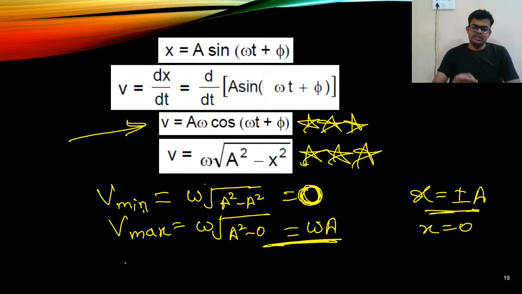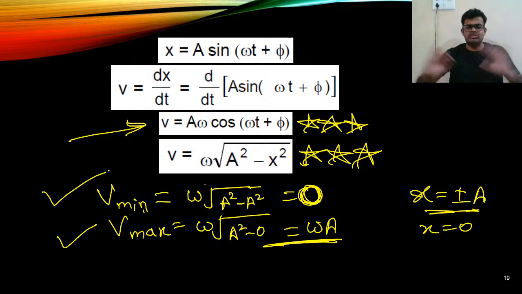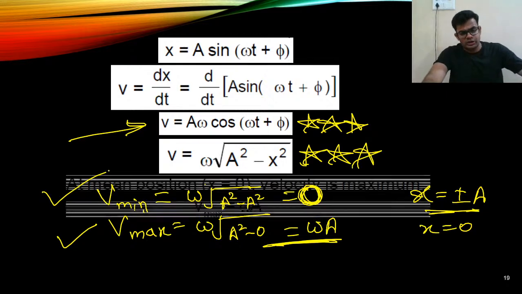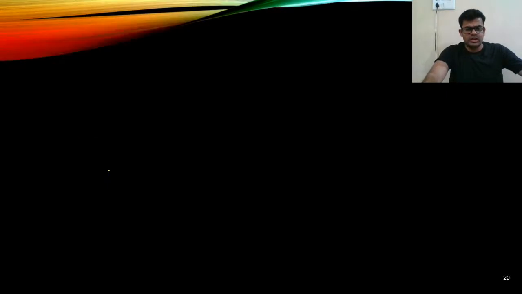Right. So I think this much you got it right. This much you understood very well. So at mean position, speed will be maximum, that will be equal to a omega. At extreme position, speed will be minimum, that will be 0. That's all. That is all I wanted to explain to you. So let's move to the next slide.